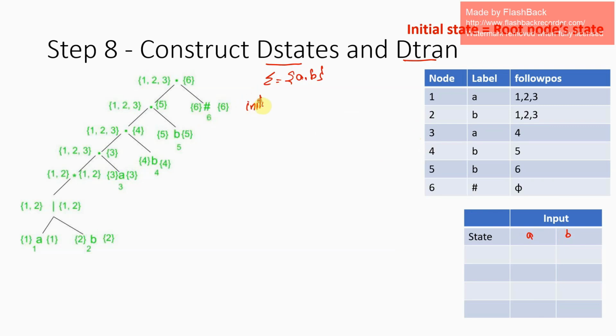And we have to consider the initial state. The initial state is nothing but the node having the information 1, 2, 3, which will be considered as state A. And we need to find out which nodes are related with the symbol a. And here nodes 1 and 3 are related with the symbol a. And out of this 1, 2, 3, which symbols are related with b? And here 2 is related with b.